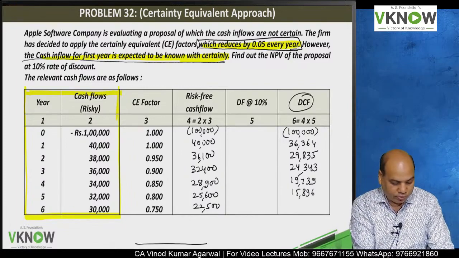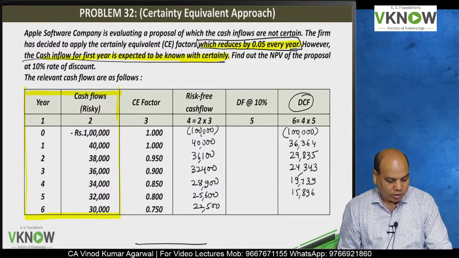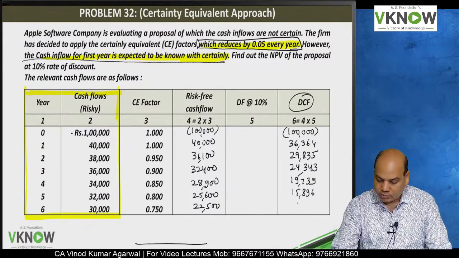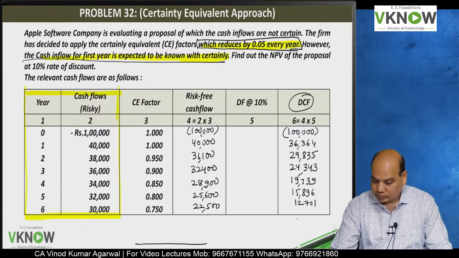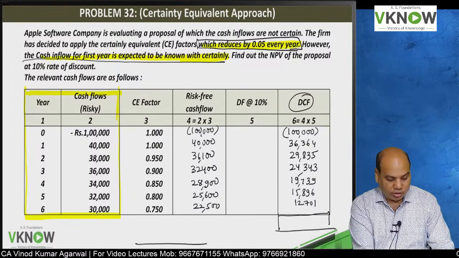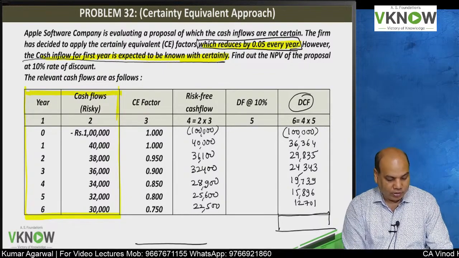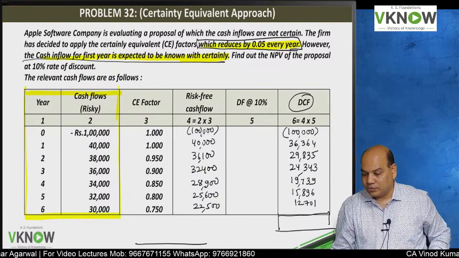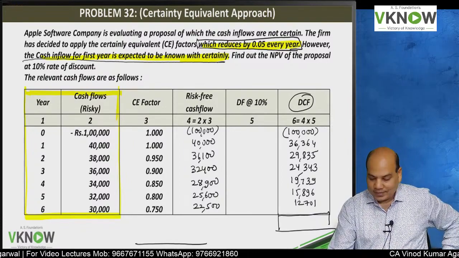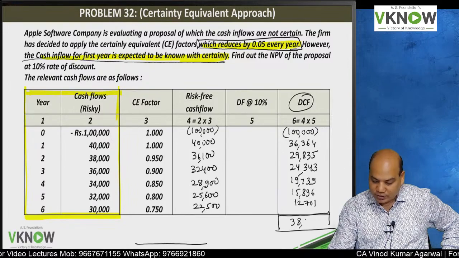Okay, one more: 22,500 divided by 1.10, 6 times, equal to, memory plus 12,701. Memory recall now, memory recall minus 1 lakh equal to, answer please, answer check. I have got 38,876.